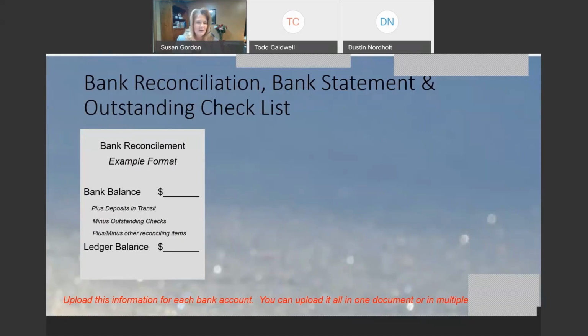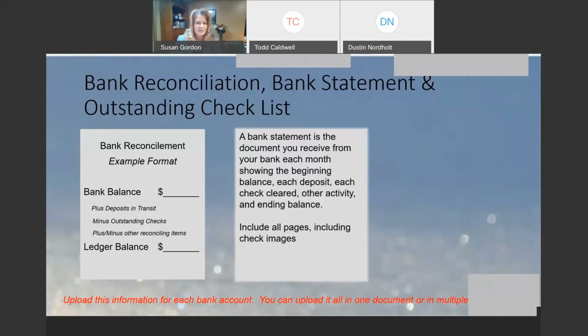So for the bank reconciliation, we have an example format here for you with your bank balance plus deposits in transit, minus outstanding checks, and then plus or minus some other outstanding reconciling items to come down to your ledger balance. Your bank statement is just the document you receive each month from the bank, and that's going to show, of course, your beginning balance, your deposits, and checks that have cleared and other activity in your ending balance. And you're supposed to include all pages that you receive in your bank statement, including check images.